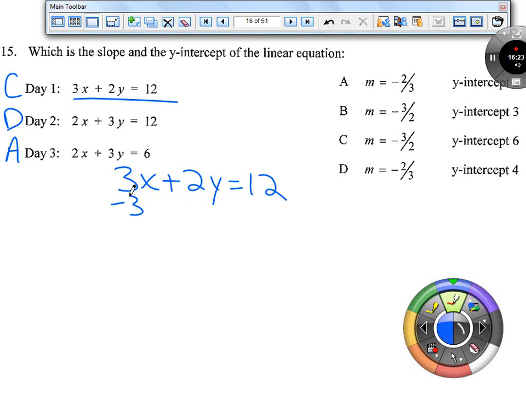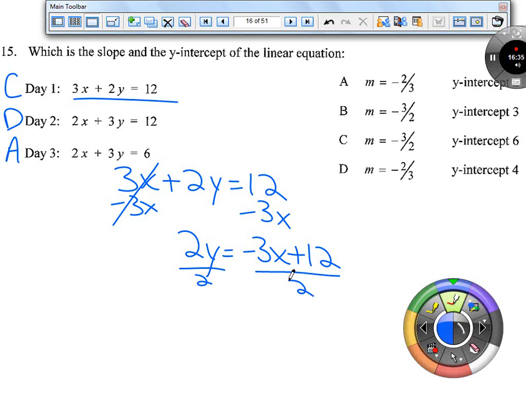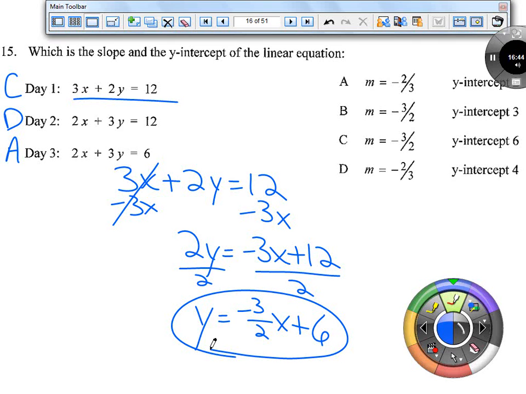So I would subtract 3x. So that would be 2y equals negative 3x plus 12. And then divide by 2. So y equals negative 3 over 2x plus 6. So I'd look for that answer.